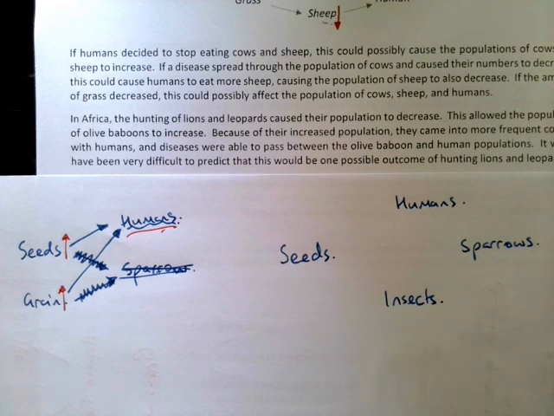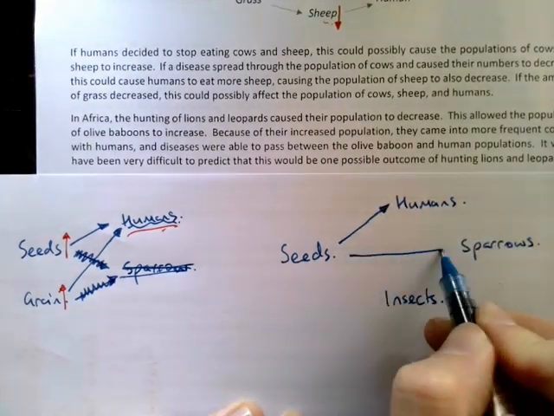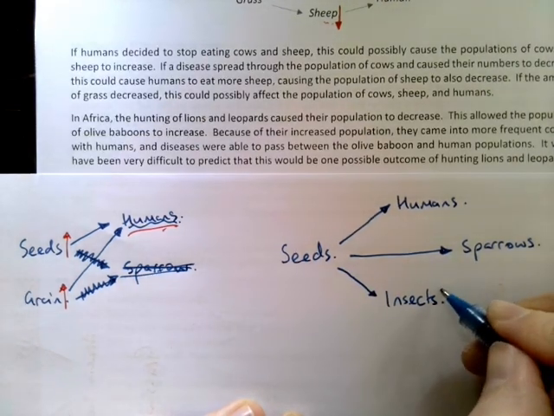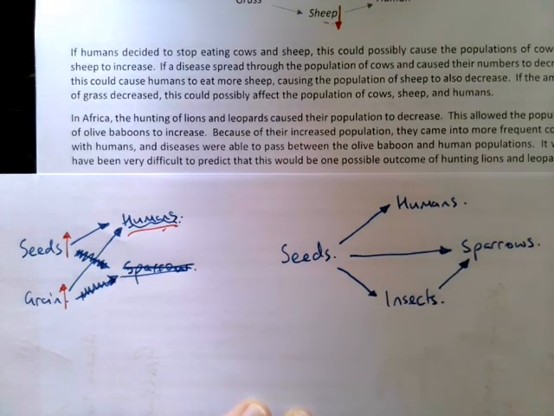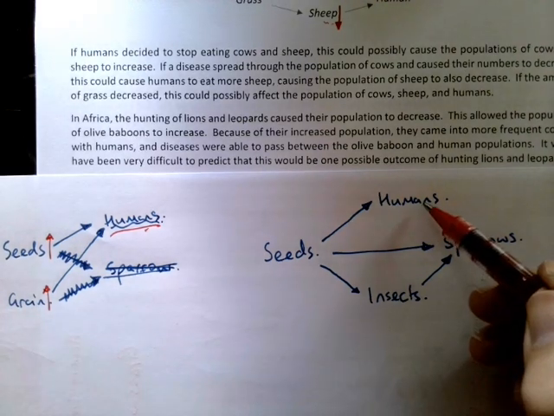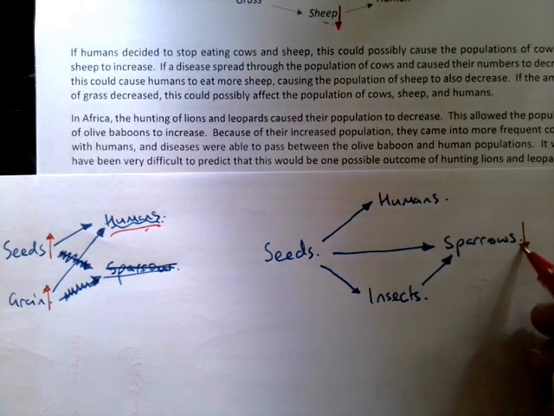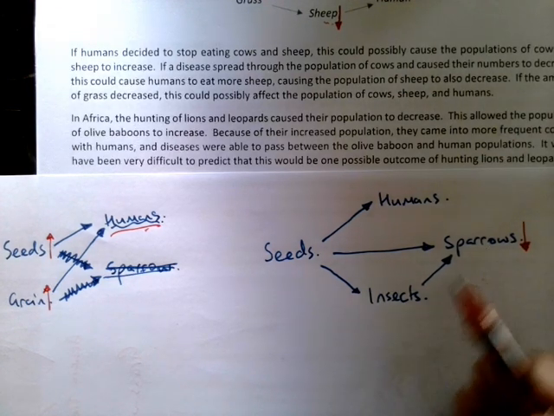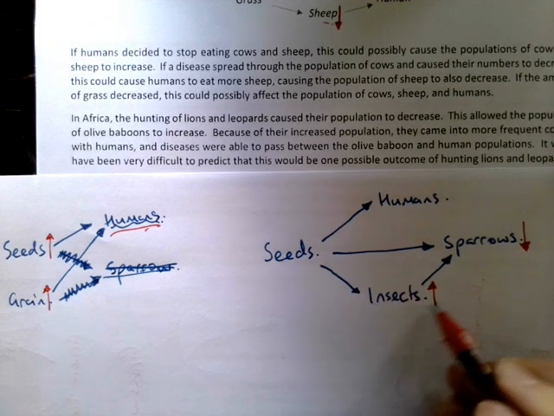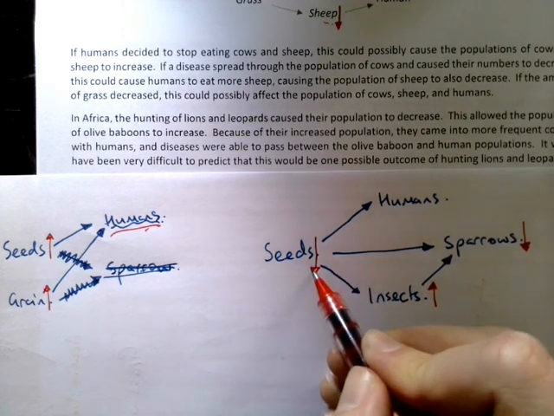Okay, and the way that these interact were, seeds were eaten by humans, the seeds were eaten by sparrows, and the seeds were eaten by insects. But, importantly, the insects were also eaten by sparrows. Now, what happens is, the humans kill the sparrows, so the number of sparrows decreases. Because there are fewer sparrows, the number of insects is able to increase. And because the number of insects has increased, they eat more seeds, so the number of seeds actually goes down.